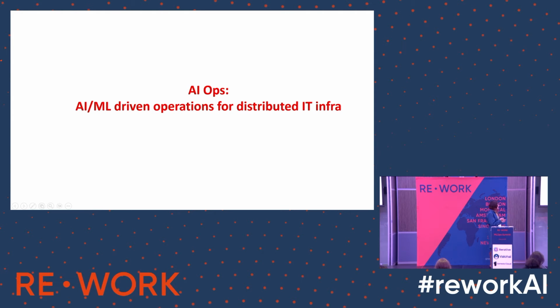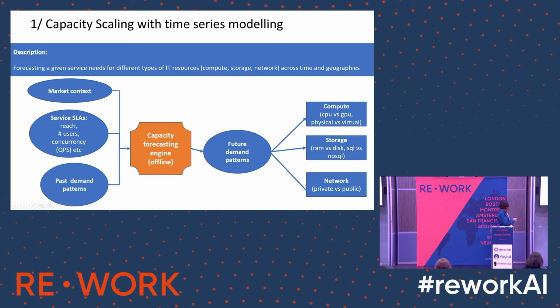Okay, now let's go through some use cases where AI or ML or other quantitative techniques can actually be used to drive operations and optimization for distributed IT infrastructure. So let's start with capacity scaling with time series modeling. This really consists of predicting demand for different products or services across geographies and time. So think that you have a given service, let's say a video streaming service.